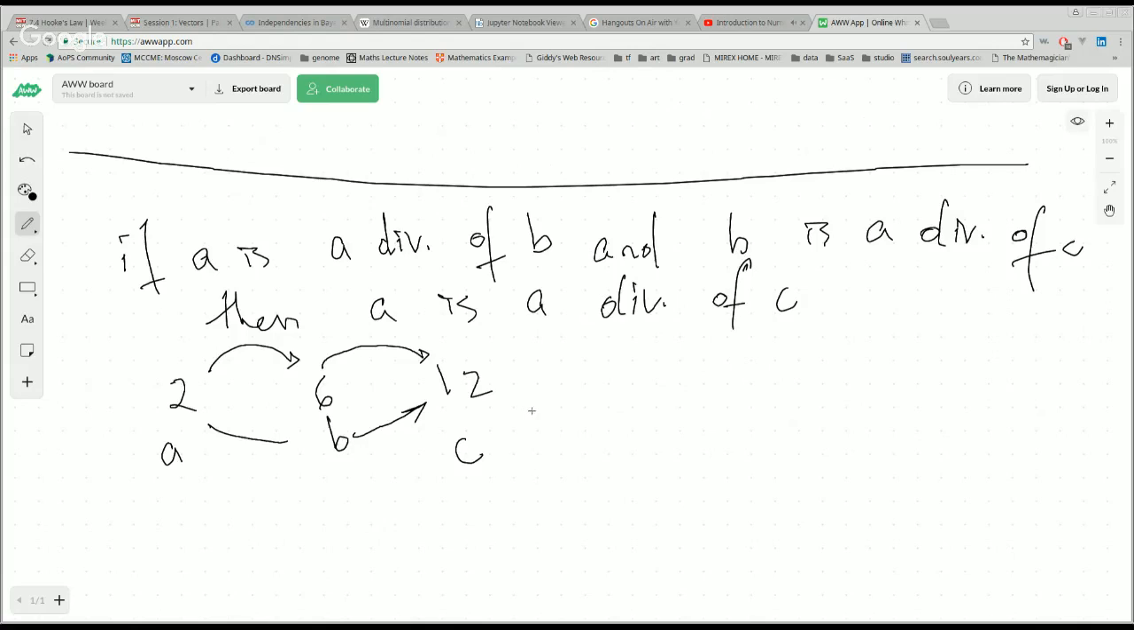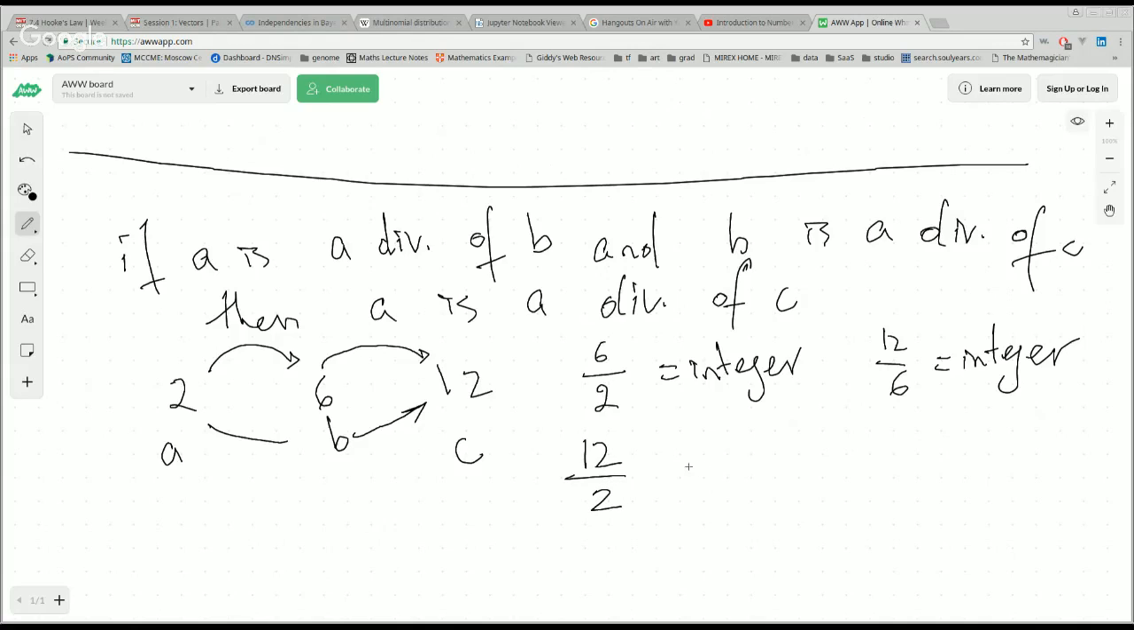So let's try to understand why this is. What does it mean for a number to be a divisor of another number? Well, this means that 6 divided by 2 is an integer, right? Now 6 is a divisor of 12. That means 12 divided by 6 is an integer. Okay? Now I need to show that 12 divided by 2 is an integer. How am I going to show this?